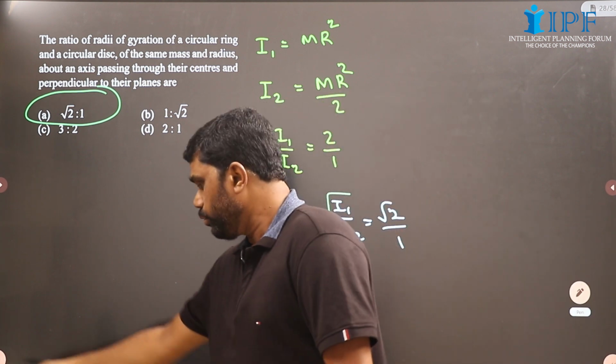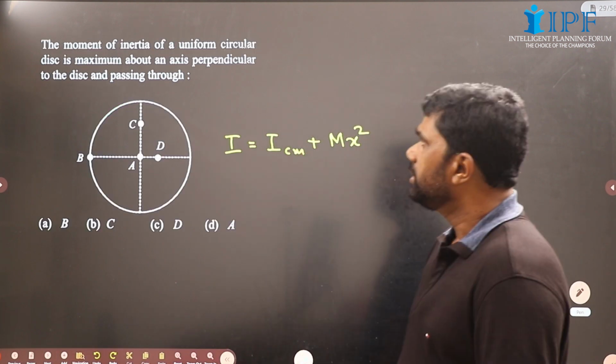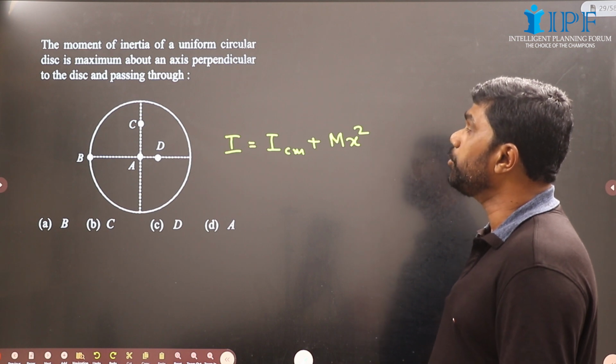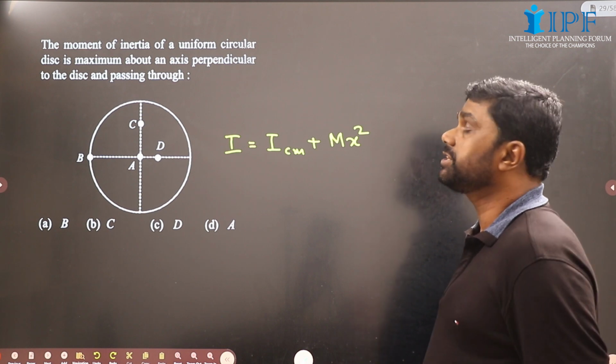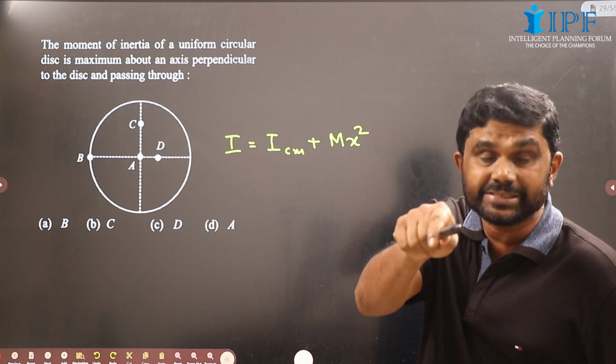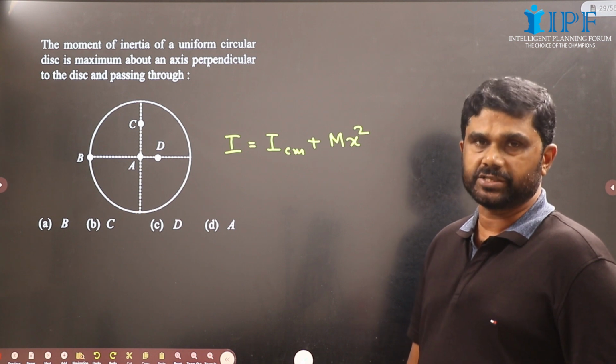Now let us see what we have next. The moment of inertia of a uniform circular disc is maximum about an axis perpendicular to the disc and passing through a point which is at maximum distance from the center of mass.